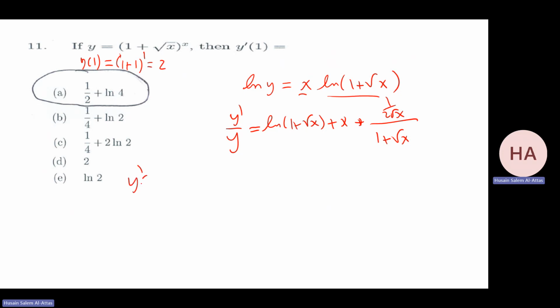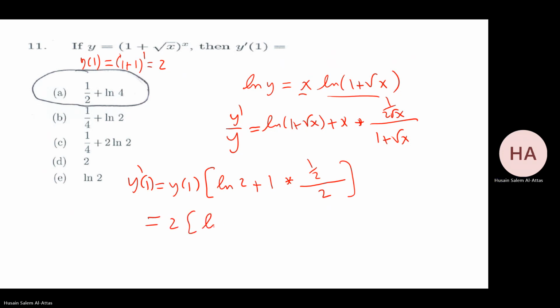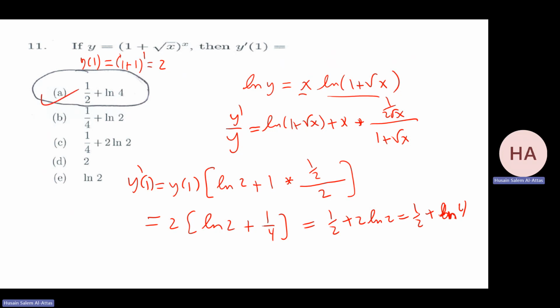So y prime at 1 will be y at 1 times what? Ln 2 plus 1 over 2 over 2. So it is 2 ln 2 plus 1 over 4. In other words, it will be half plus 2 ln 2, or I can write it half plus ln 4, which is this one.